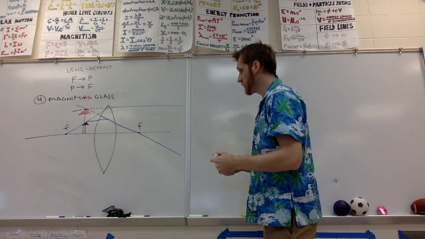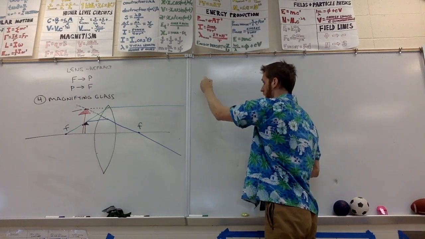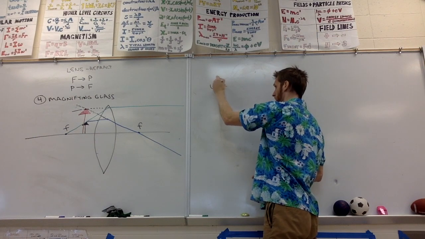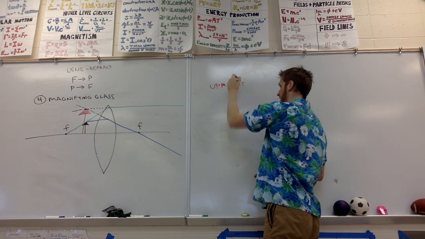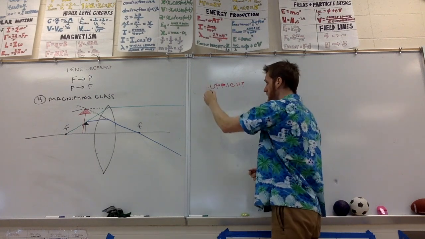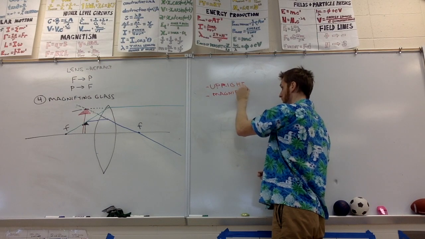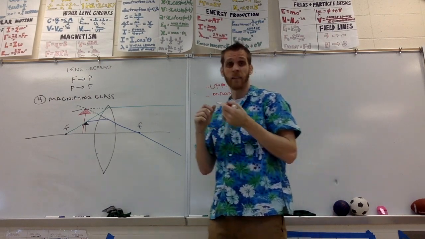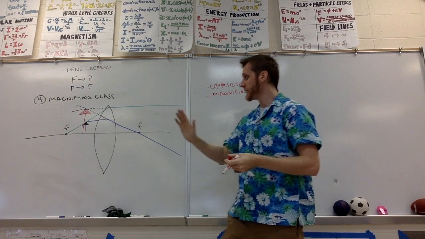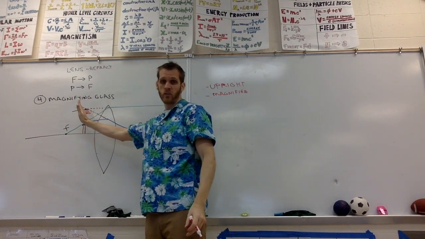So what kind of image is it? Well, obviously, it is an upright image. It's upright because it's above the principal axis. It's magnified, hence the term magnifying glass. It's always going to be magnified, or larger than the object. And also, it's a virtual image, because if I put a screen right here, it doesn't actually produce any image on there.